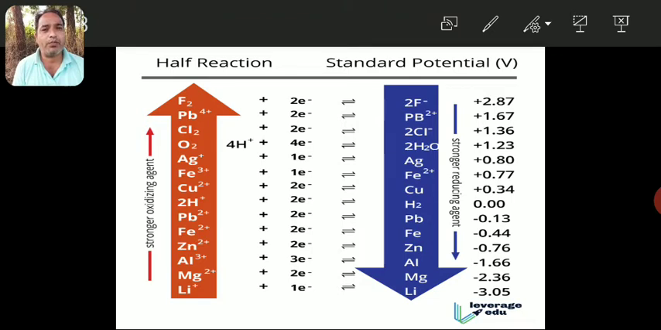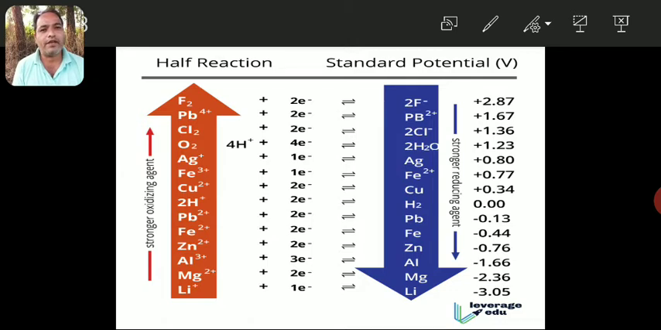So this arrangement of electrode half reactions in a specific manner, regularly according to their standard potential values, measured by using a hydrogen electrode, is known as the electrochemical series. I'll repeat once again, what is meant by electrochemical series? These are the half reactions, either reduction reactions or oxidation reactions. We can use both of them, and there is a regular arrangement by using hydrogen as a reference electrode, and this is known as the standard or electrochemical series.